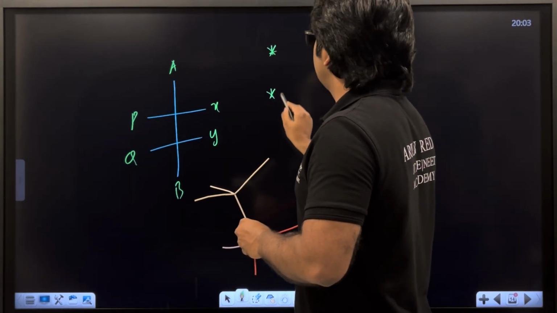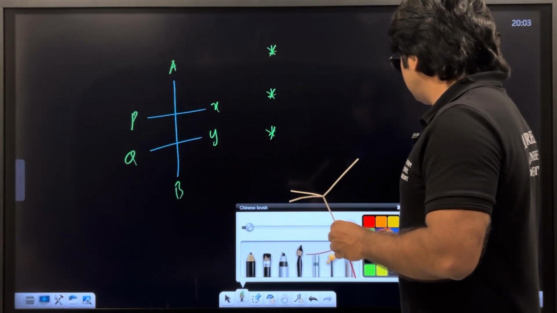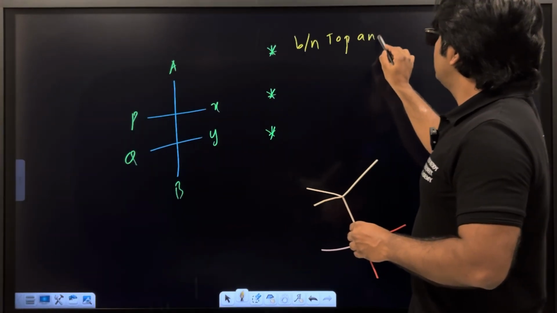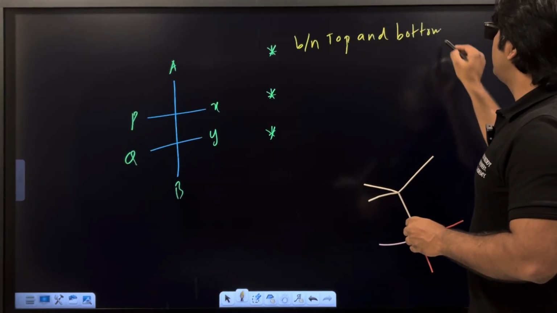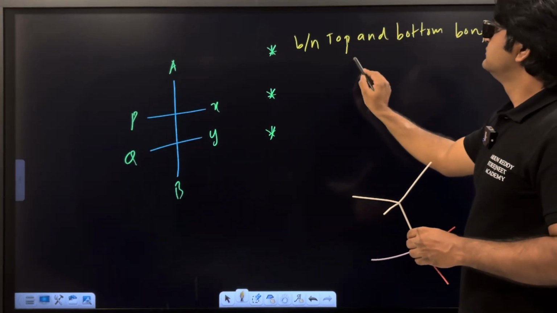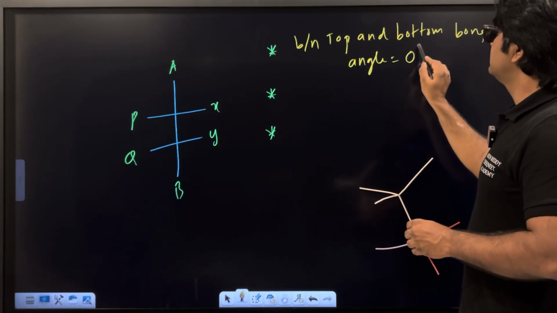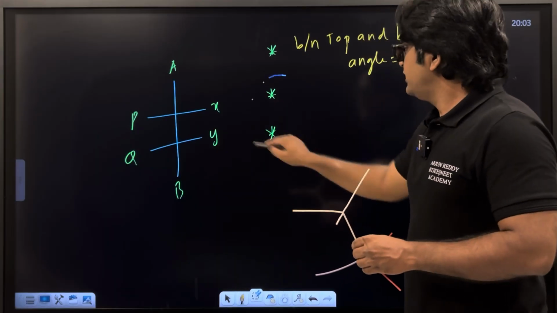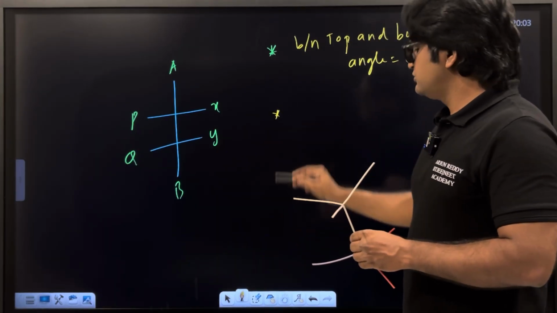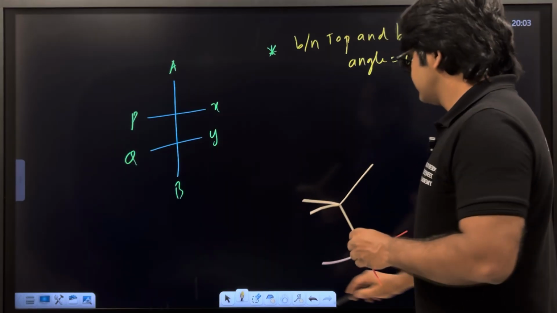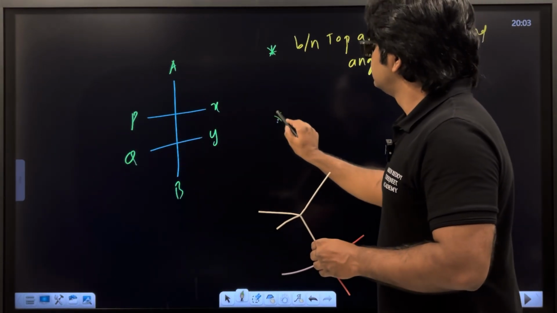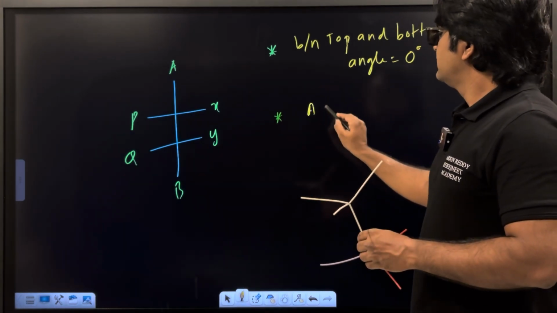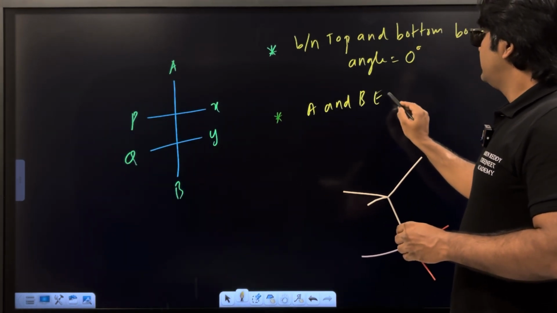Now come to these points, very important. These 3 points are very important. What is the first point? Between top and bottom, what is the bond angle? Bond angle equals 0 degrees. That means top and bottom groups are eclipsing together. Now according to this Fisher, which one is eclipsing to each other? A and B eclipsing together.